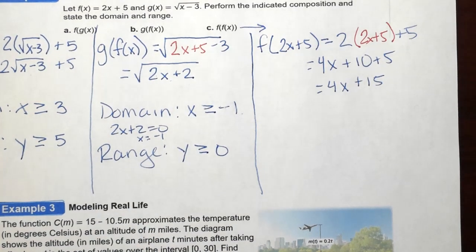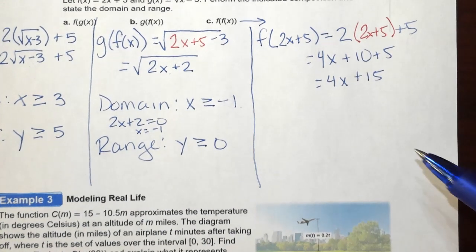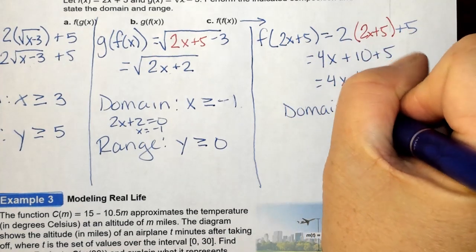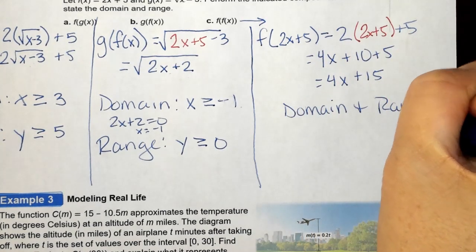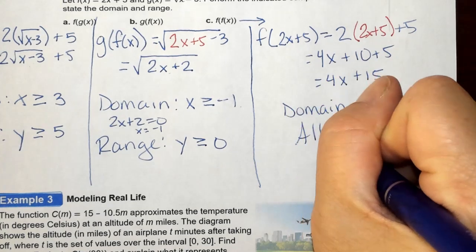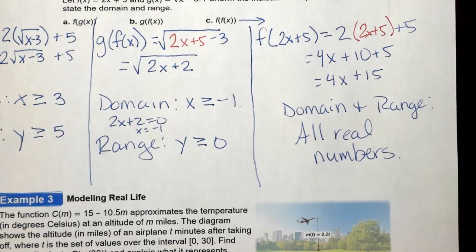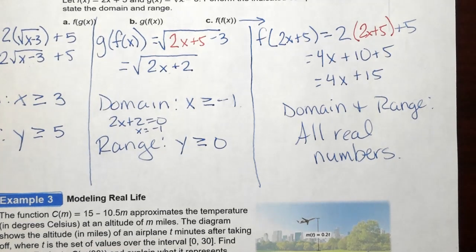All right, so this is a linear function. With a linear function, your domain and your range are all real numbers every single time. All right, all real numbers, domain and range every single time.